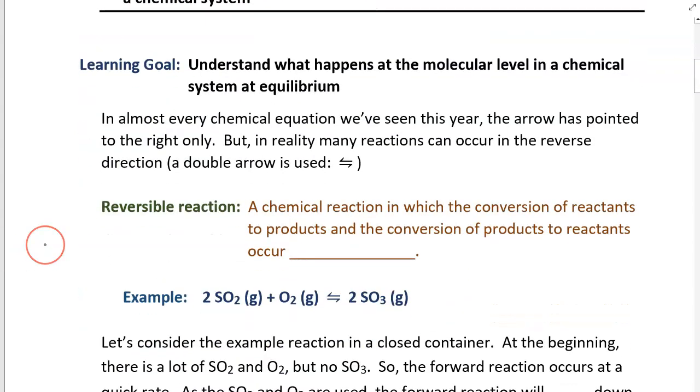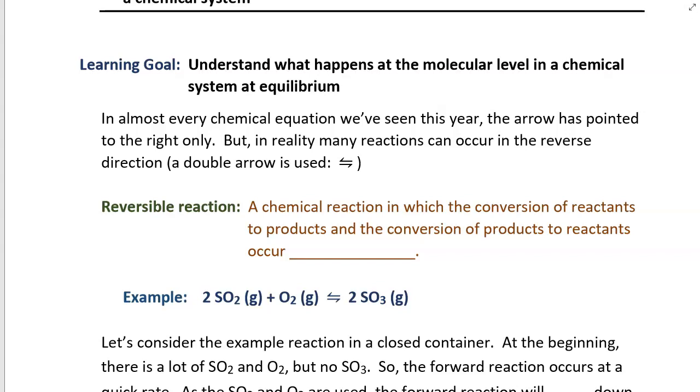Let's look at that first learning goal. Understand what happens at the particle level in a chemical system when it is at equilibrium. In almost every chemical equation that we've seen this year, the arrow has pointed to the right only. But in reality, many reactions can occur in the reverse direction. A double arrow is used to show this.